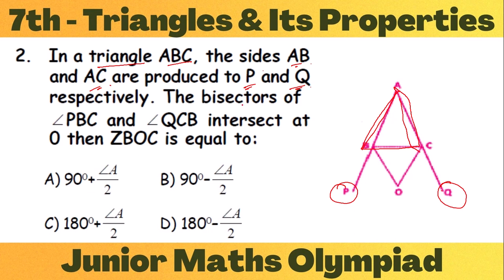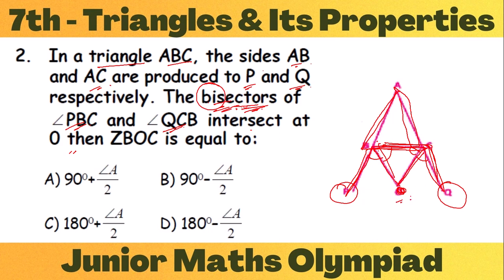The bisectors of, bisect means, bi for two, sect means divide, dividing into two equal parts is called bisect. The bisectors of angle PBC and angle QCB intersect at O. This is the bisector of angle PBC, means it divides the angle into two equal parts, and for angle QCB, this is the bisector, it also divides into two equal parts. These two bisectors will meet at O.